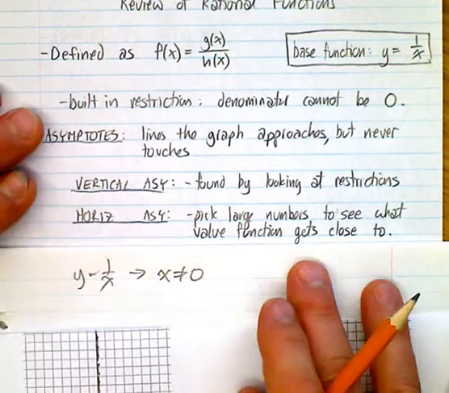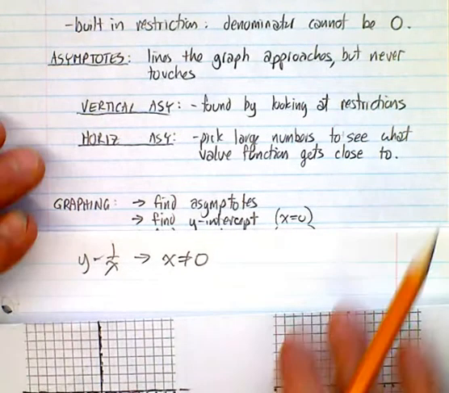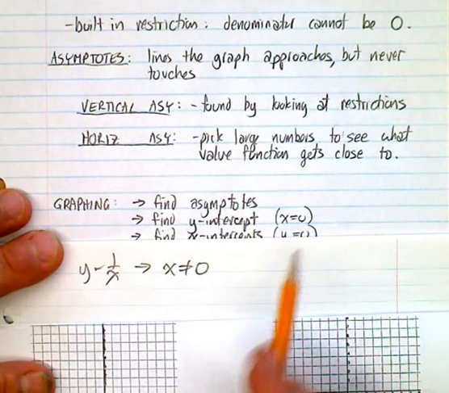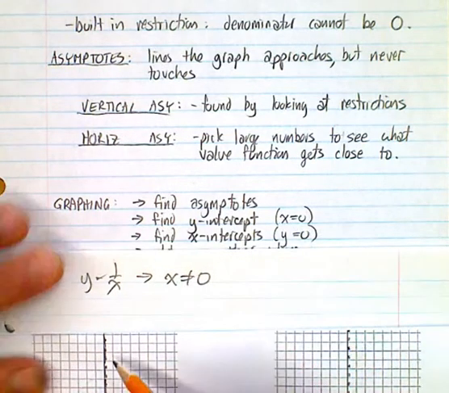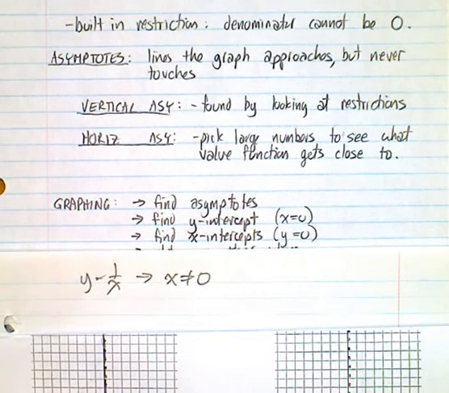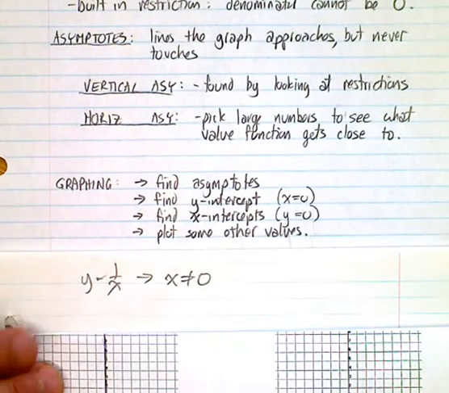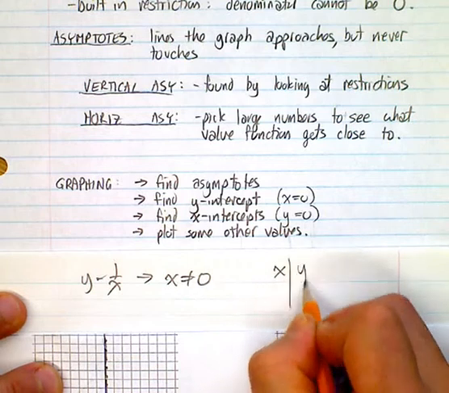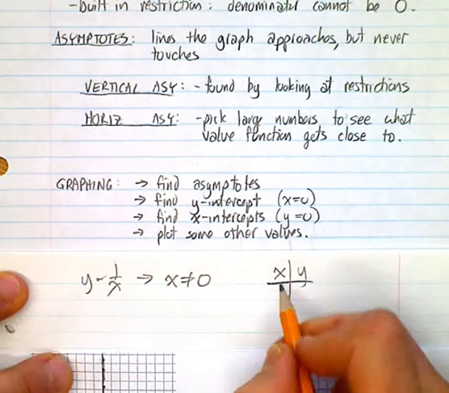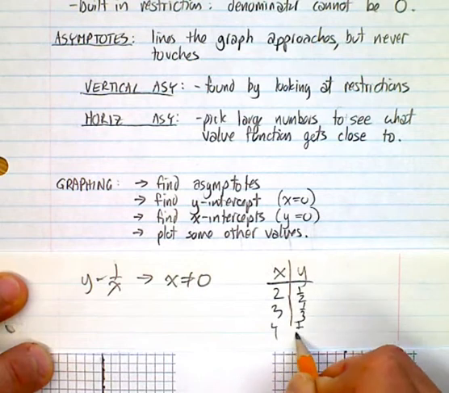Okay, now to graph these things, what we're looking at is finding asymptotes, which is what we just did. Find the y-intercept. Well, x equals 0. Find the x-intercepts, y equals 0. Well, you'll notice that since our asymptotes are the x and y axis, we don't actually have any x and y intercepts. So the last option we have is to plot some other values. And I'm going to make a table of values here quickly for you, right? If you have x being 2, well, that's going to be 1/2, 3, 1/3, 4, 1/4, right?